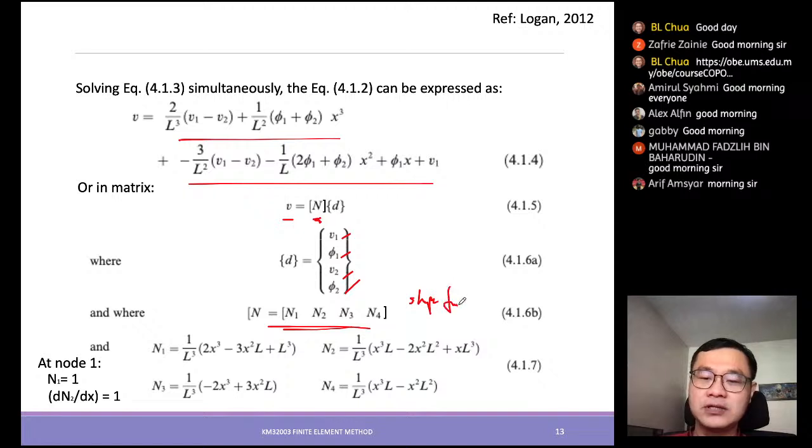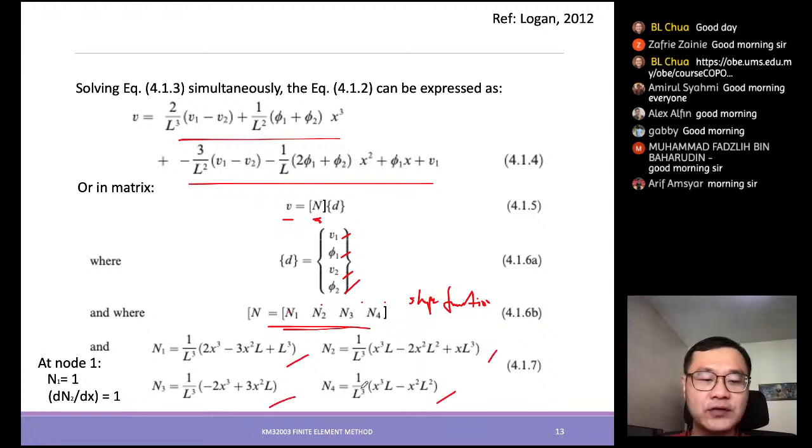It tells us how the displacement is contributed by every single component. So it is given as such. You just rearrange them, and you should get these shape functions in this way.